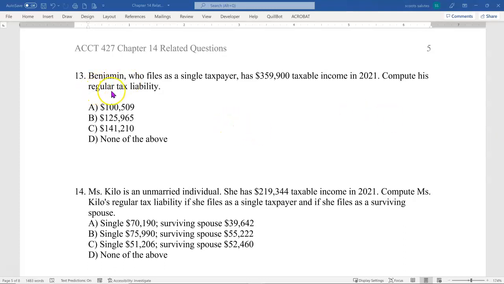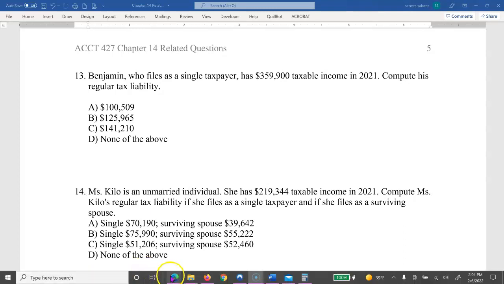So again, I mentioned we're not going to deal a lot with alternative minimum tax. We may look at it here or there, but as you get up into higher income, that's when that's likely going to come into play. But we're just talking about regular tax. So let's go over here, look at our textbook.